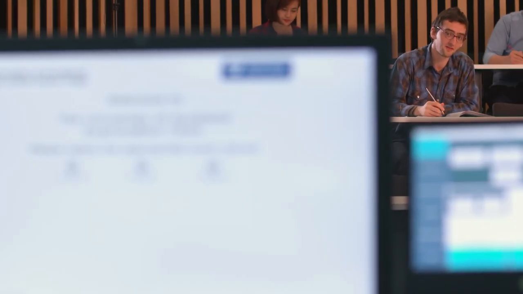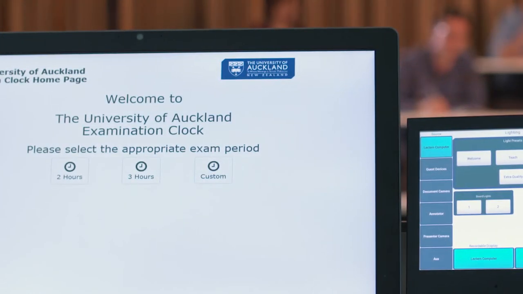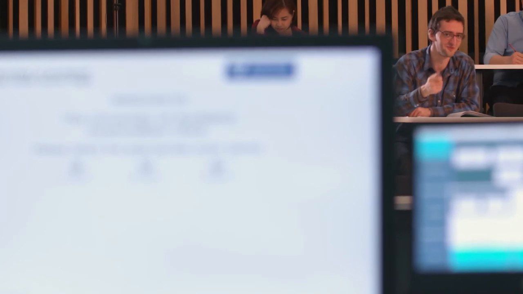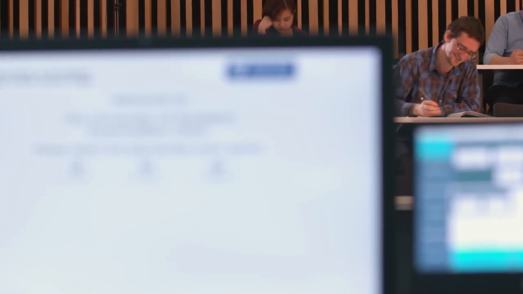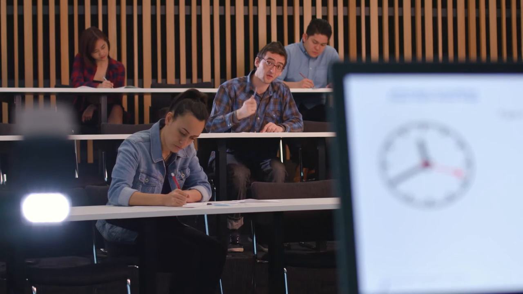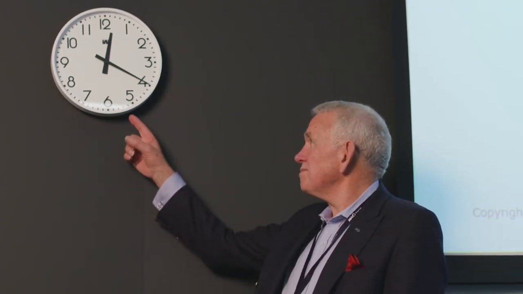When writing time begins, you'll have 2 or 3 hours to finish the exam. Not that you'll need it, because you studied. The exam clock up on the screen, or a clock the supervisor indicates, will let you know how much time you have left.